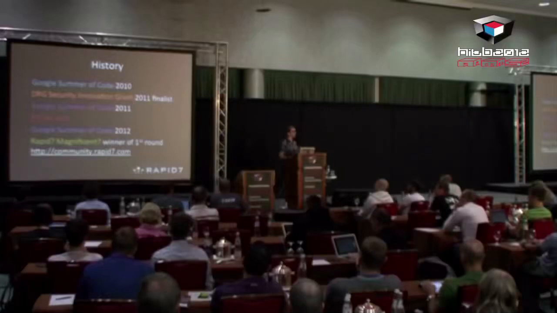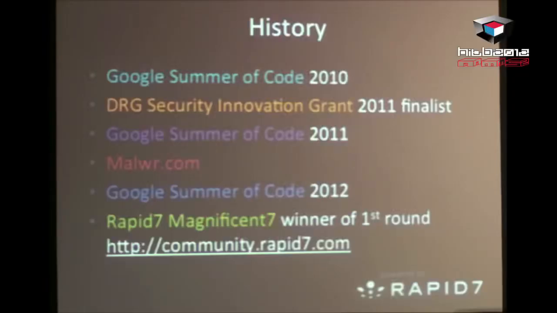Then we opened malwr.com, which is a website that acts like a front end to a Cuckoo Sandbox in the back, where you can submit malware and get results back. Then we are participating again this year in Google Summer of Code, and we recently won the first round of the Rapid7 Magnificent 7 program, which is still running, by the way. So if you have any project that you would like to see supported, you can go to that website and you'll find all the information.